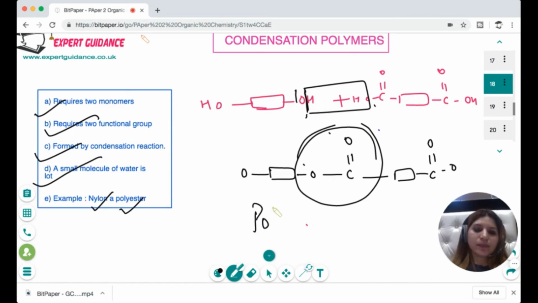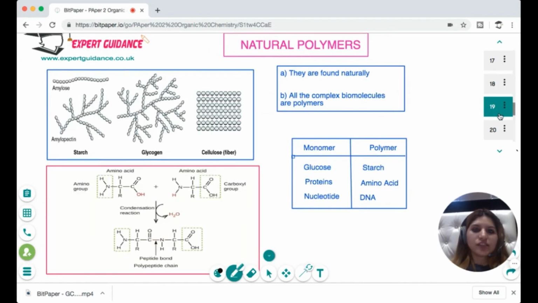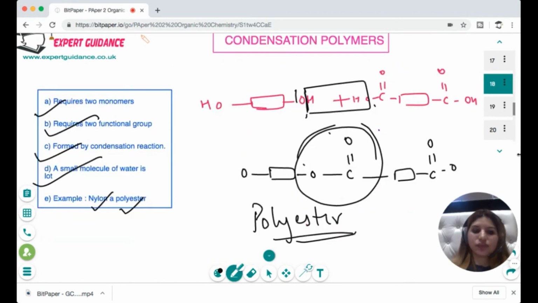So this is a polyester. An example is nylon. Okay, so this is the difference between addition and condensation polymers. Addition requires 1 monomer. Condensation requires 2 monomers or 2 functional groups. In addition, nothing is lost. Here, a small molecule is lost. Addition polymers are formed by addition reaction. These are formed by condensation reaction.